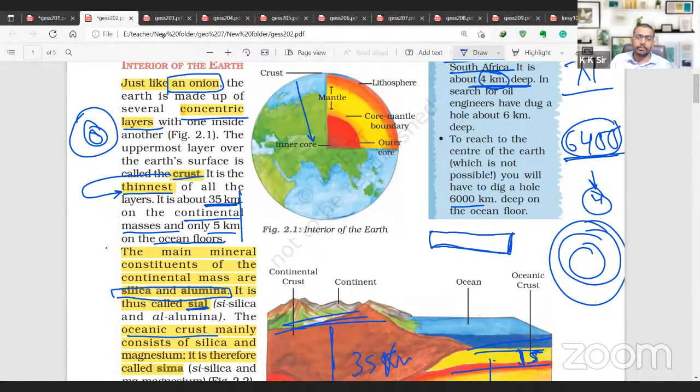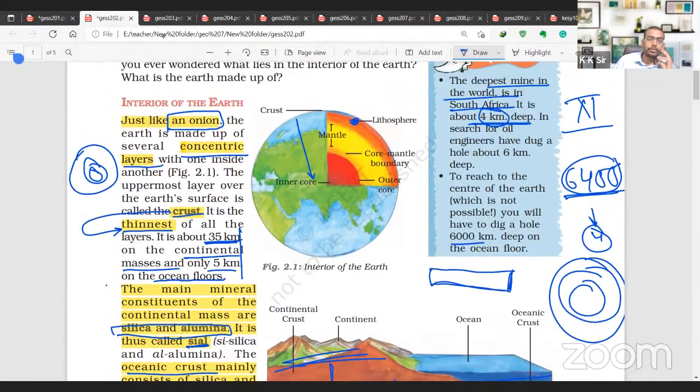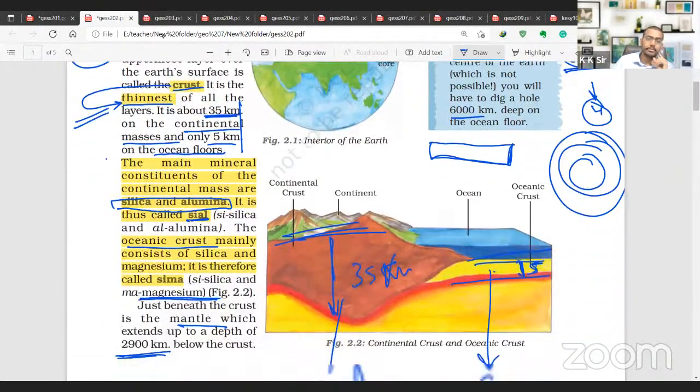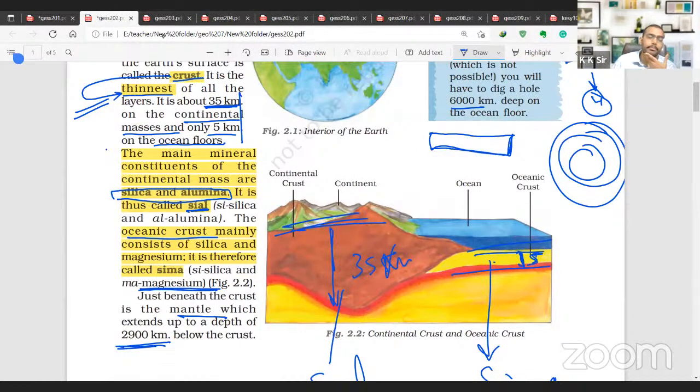The reason because of which we cannot dig deeper is it's very hot, because the gravity increases as we go down. The pressure is very high. Now the topmost layer is the crust, which is thinnest, और ये 35 to 5 किलोमीटर तक होता है. ये थोड़ा समझते हैं कि why it is 35 to 5 kilometers.